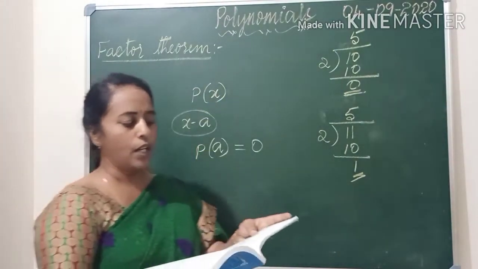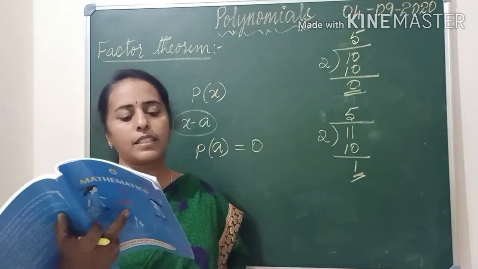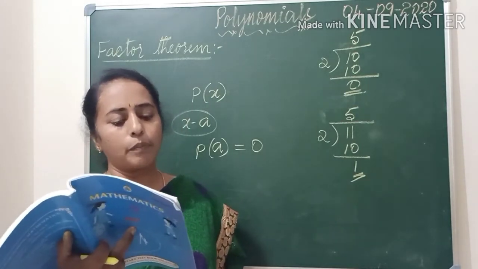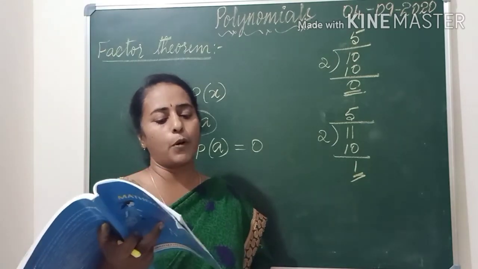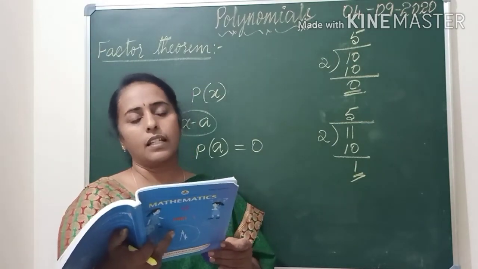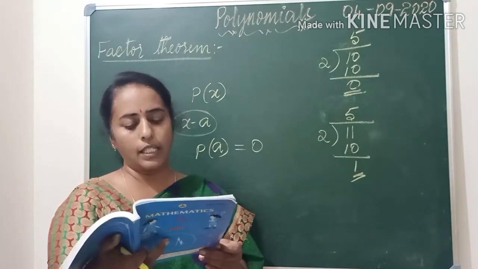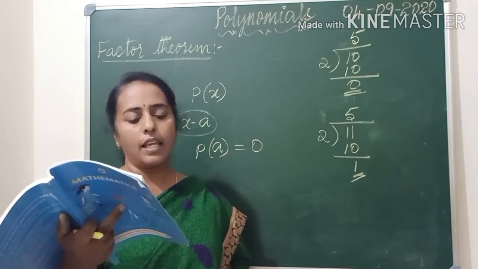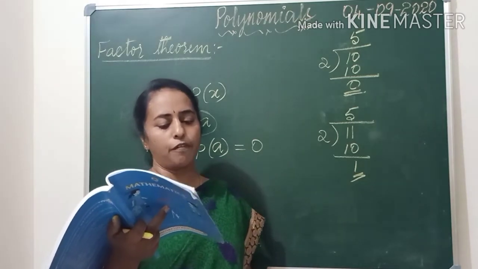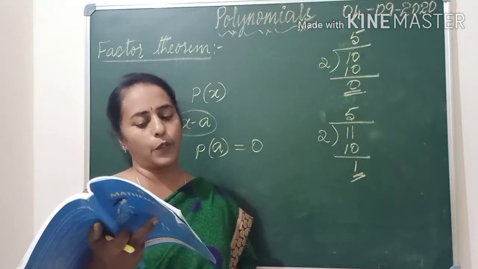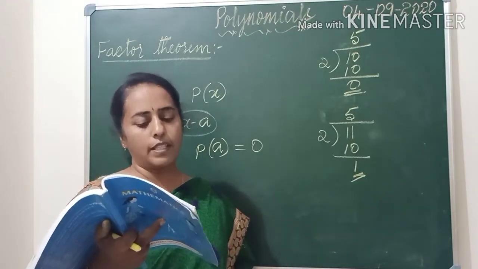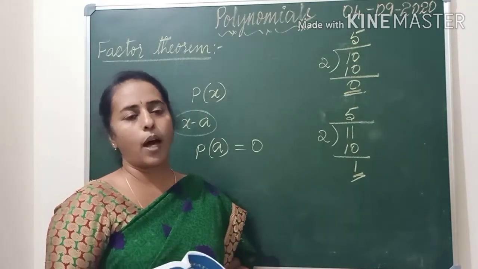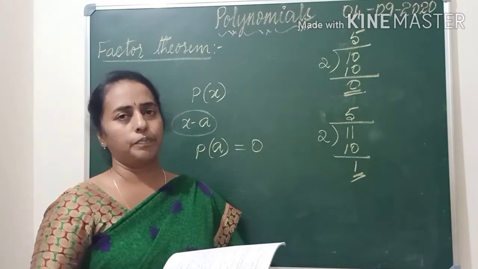So here in the textbook, the definition is given for the factor theorem, so you have to copy that. I'll read it out once. Factor theorem: if p of x is a polynomial of degree n greater than or equal to 1 and a is any real number, then x minus a is a factor of p of x if p of a equals 0. If p of a equals 0, then x minus a is a factor of p of x. You have to write down this definition.